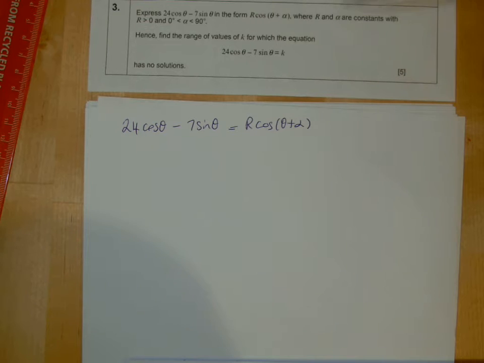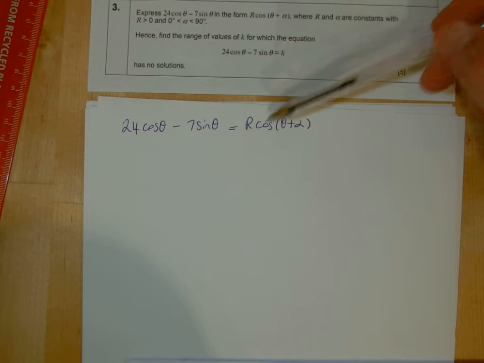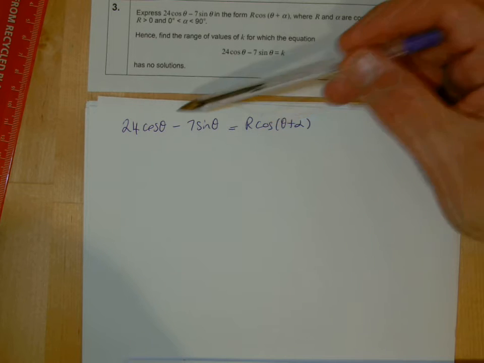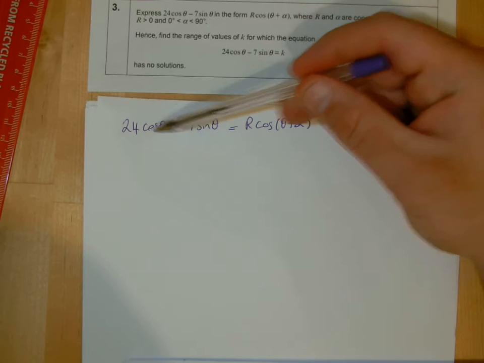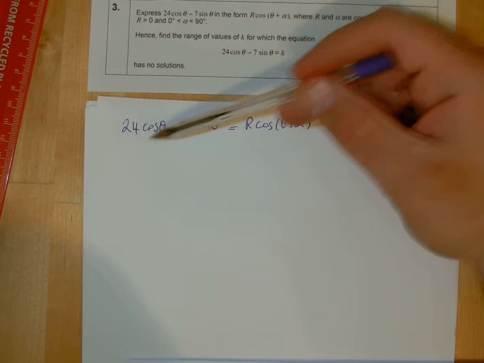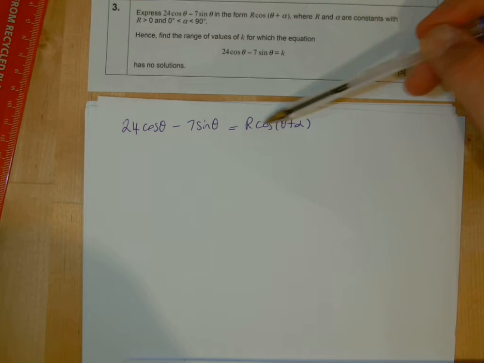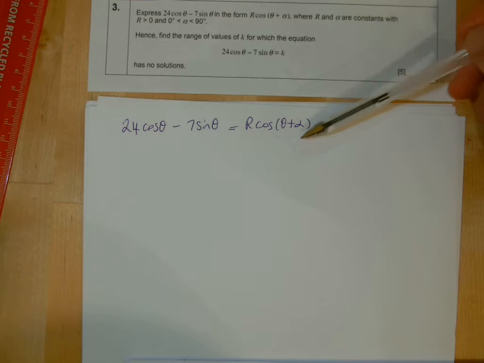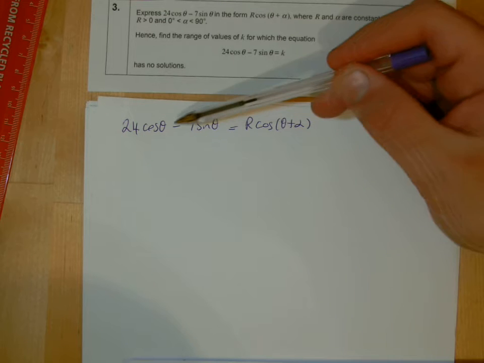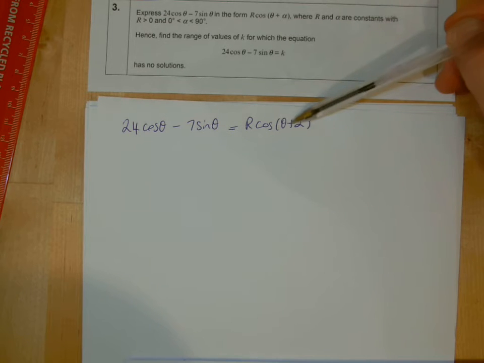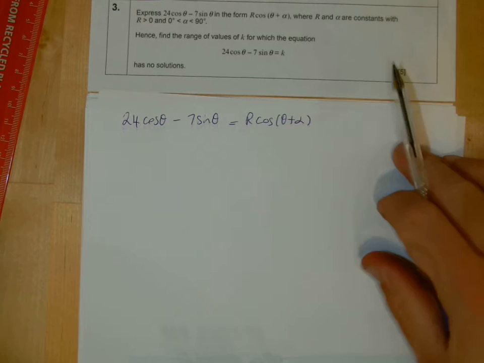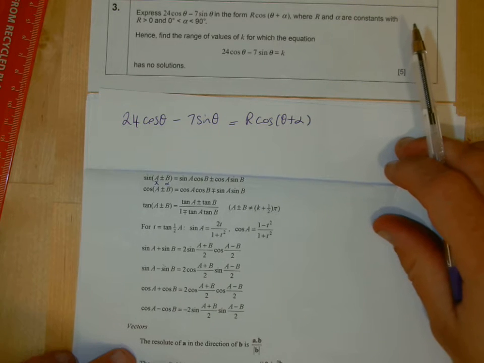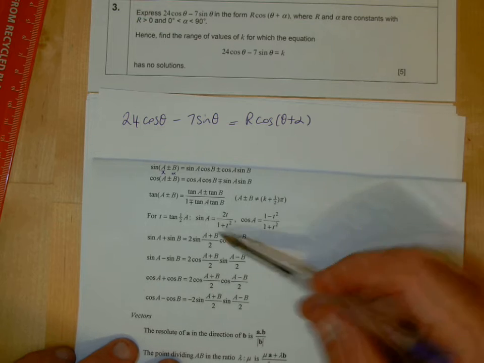Okay, so in this question, we want to express this in the form r cos(theta + alpha). Now this time it is cos, because you notice here we start with cos. So whichever one we start with is what needs to go here, so it's going to be cos in this case. And also notice that we've got a minus here. That means we need to have a plus in here. That's really important, as we see now from the identity from the formula booklet on page 4.